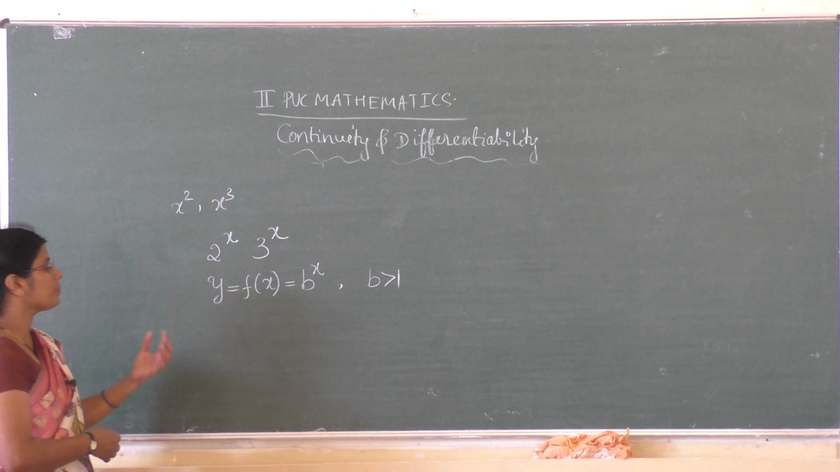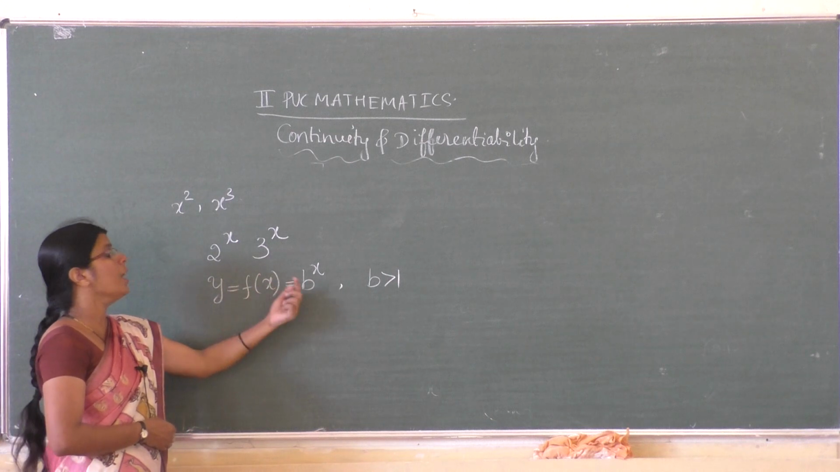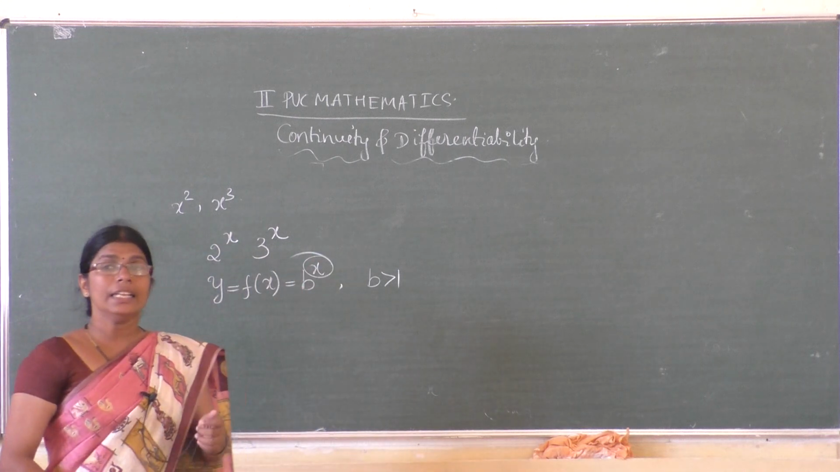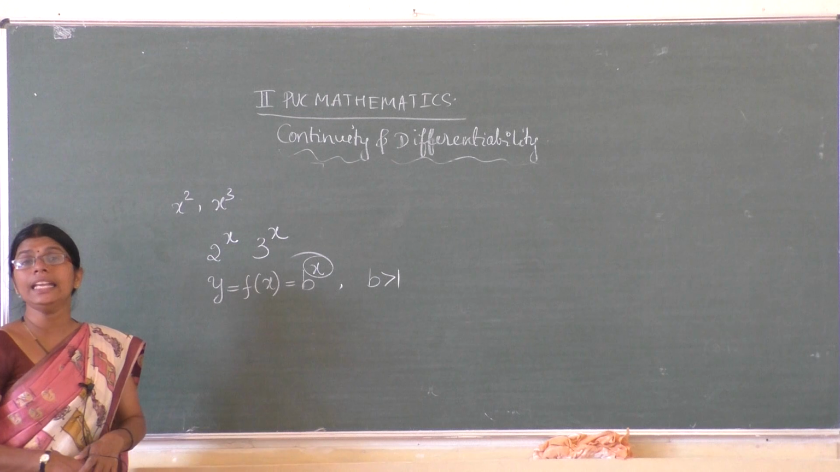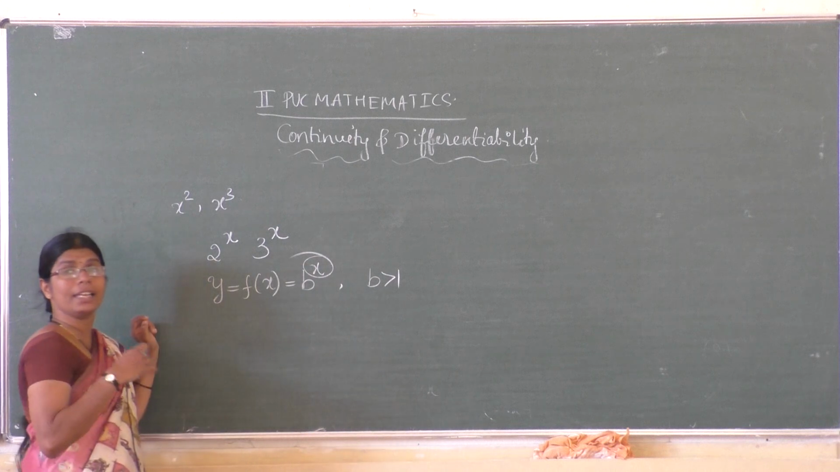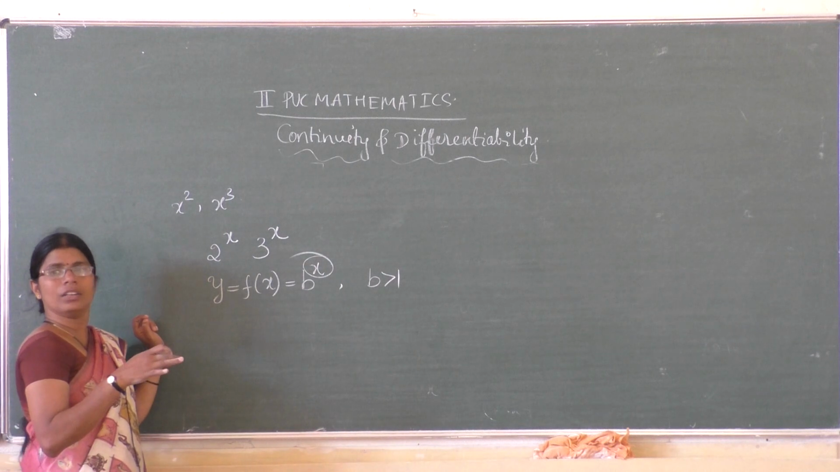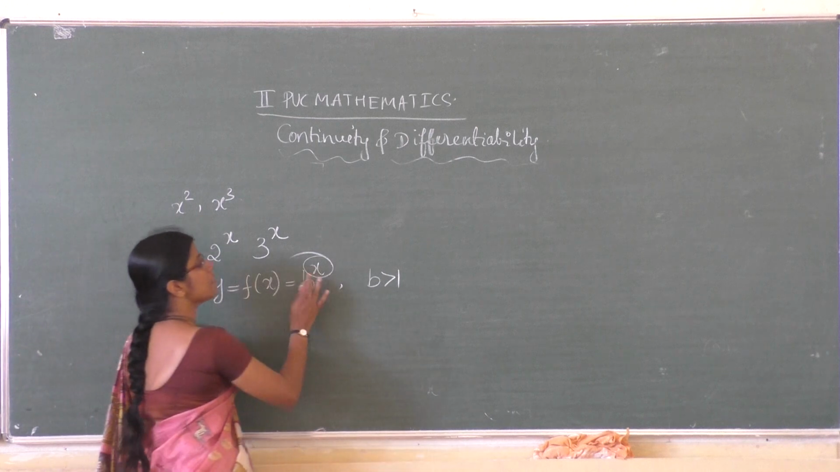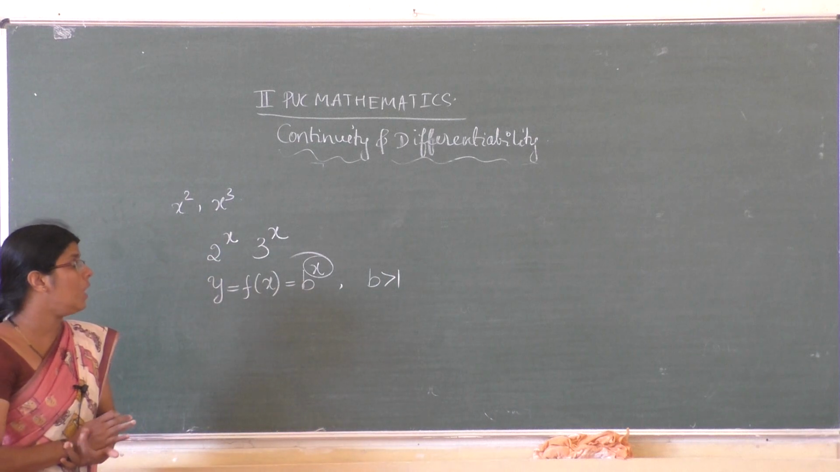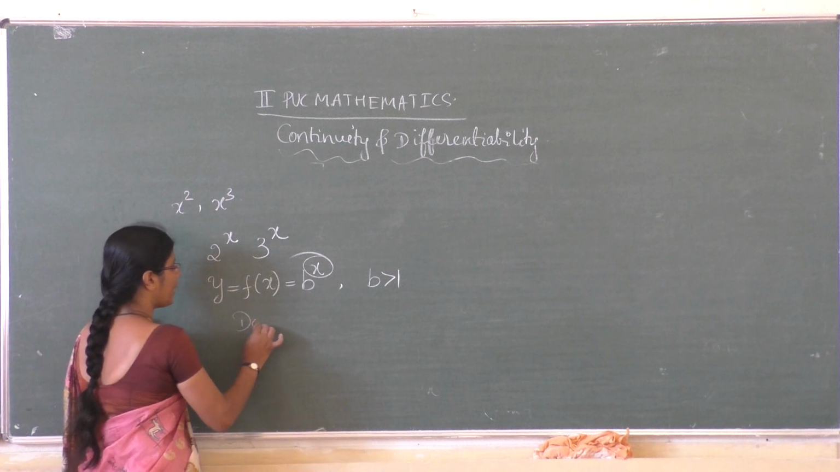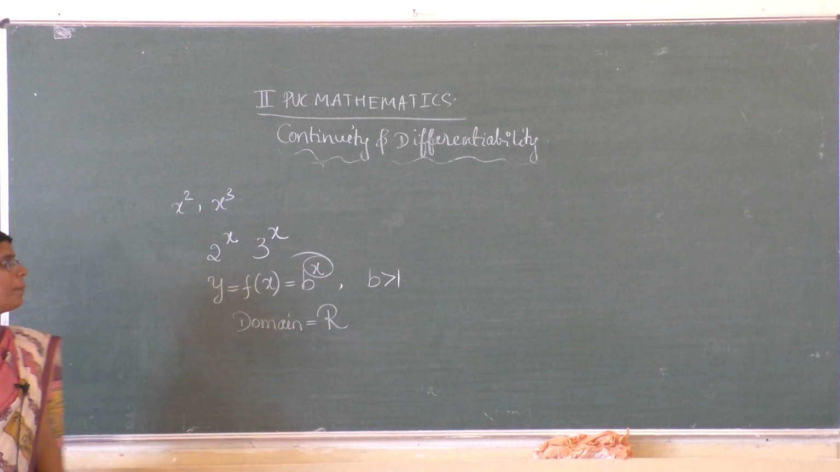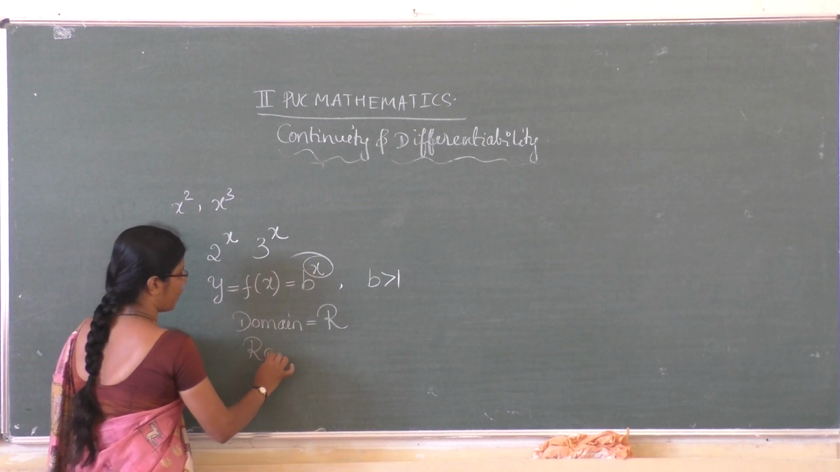So b to the power x, for what values is this function defined? Here we can take x as any real number. You can take x as -1, -2, or -2 by 3, 3 by 2. Any real number you can take, and this function is defined. B to the power x is defined for all real numbers. Therefore, the domain of this particular function is R.